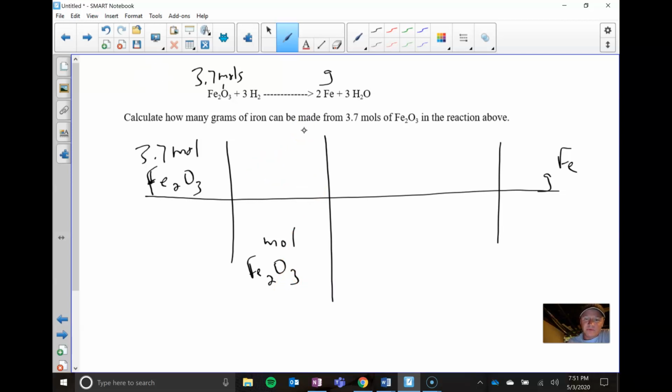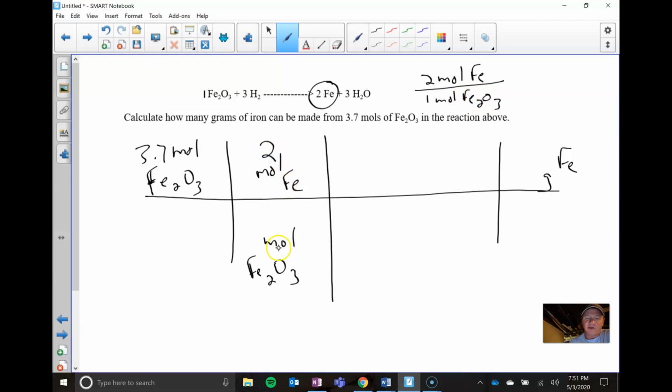However, we do have a relationship, like our mole ratios that we talked about last week, that tells us, if you look back at your balanced equation, for every 2 moles of iron we have, that corresponds with 1 mole of Fe2O3. Okay? 2 moles of iron for every 1 mole of Fe2O3.